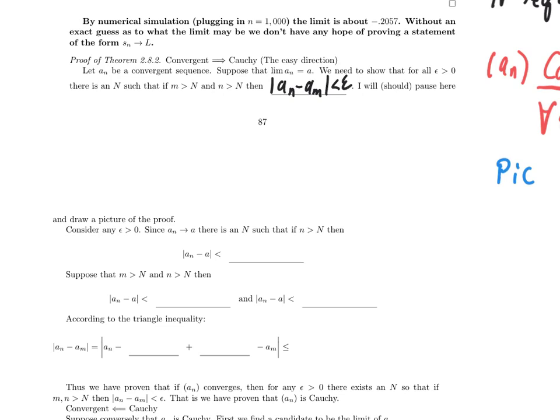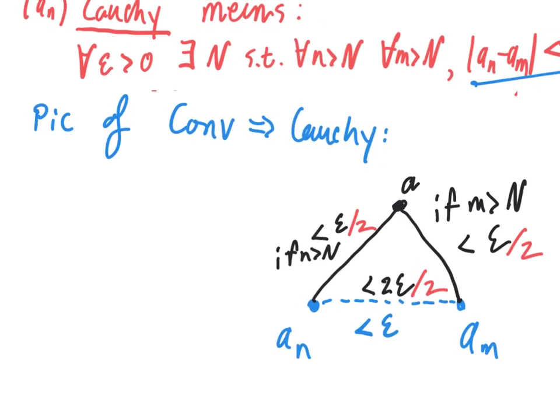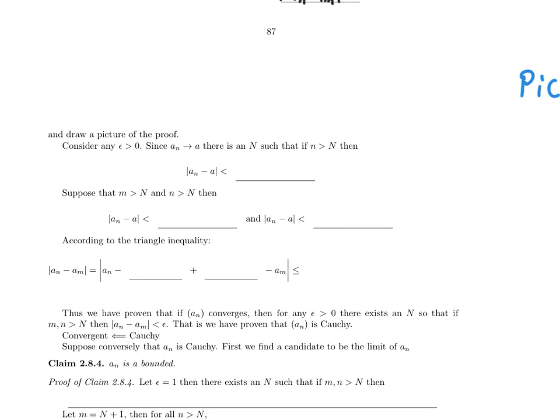So let's use the picture that was just drawn to figure this out. So this statement right here says how to come up with a choice of big N. So let's get our choice of big N. Let's write it down. Consider any epsilon bigger than 0. Since a sub n converges to a, there is some big N such that if little n is bigger than big N, then the difference between a sub n and a is less than epsilon over 2.